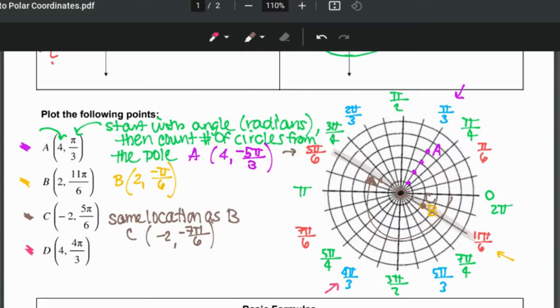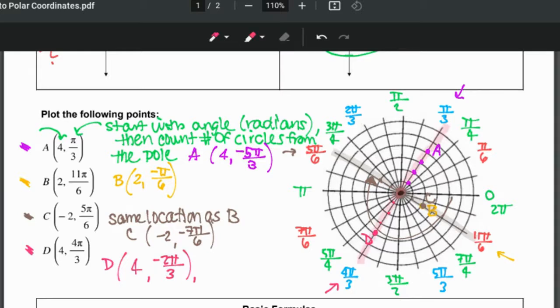So for point D, we're going to find 4 pi over 3, so here's 4 pi over 3, and we're going to go 4 units outward, 1, 2, 3, 4, so we're 4 circles or 4 units away from the pole, and so this is point D. So what are some other locations that would end up in the exact same spot as point D? Well, we could have gone in a negative angle, and we could have gone negative 2 pi over 3 and ended up at 4 pi over 3, and so we would still be 4 units away from the pole.